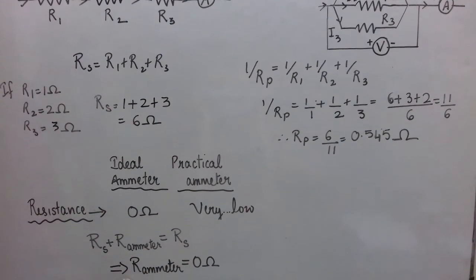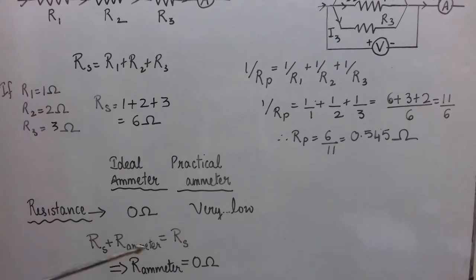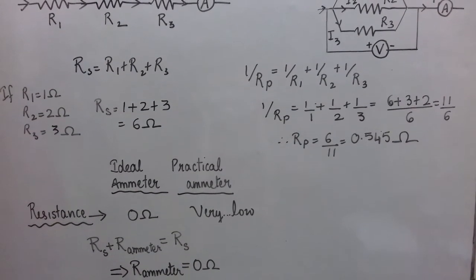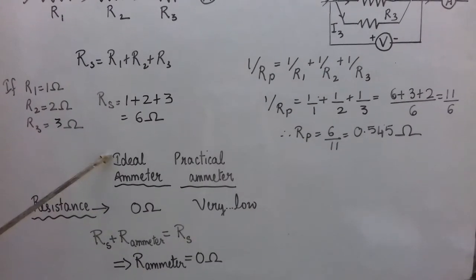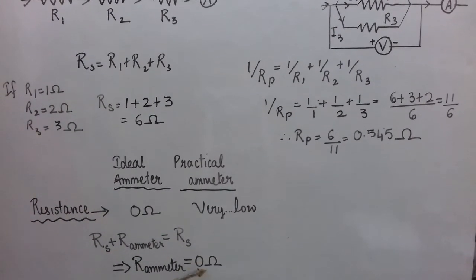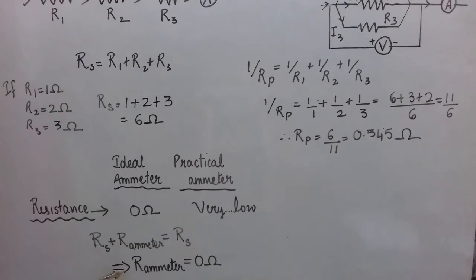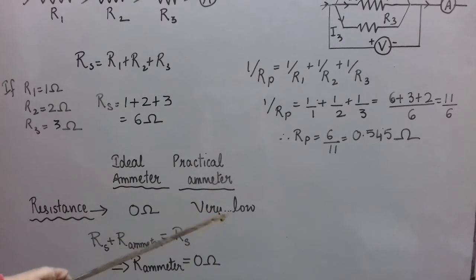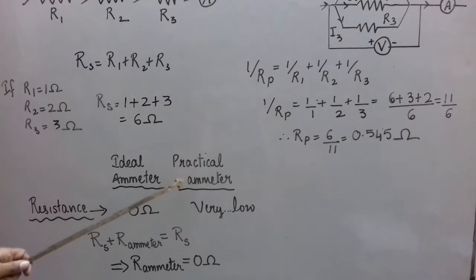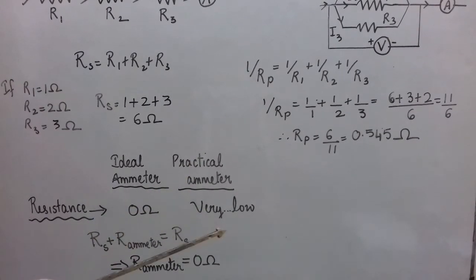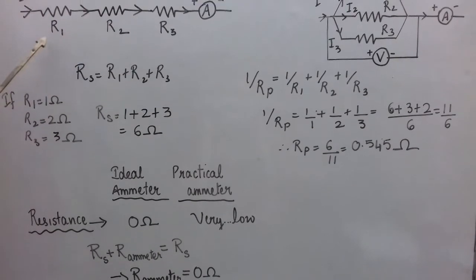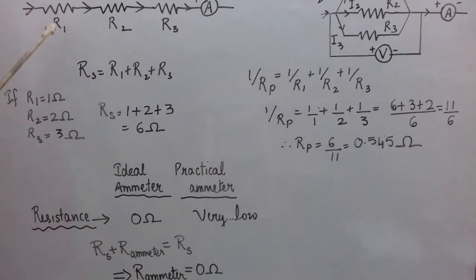So this is the ideal value of the resistance of an ammeter, or in other words, an ammeter should ideally possess 0 ohm resistance. But practically it's not 0 ohm, it is very low. It means when we use ammeters in the lab, they have very low resistance so that the total resistance of the circuit remains the same.